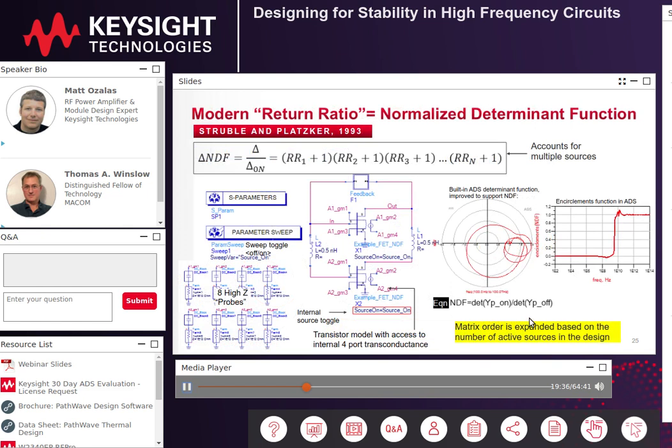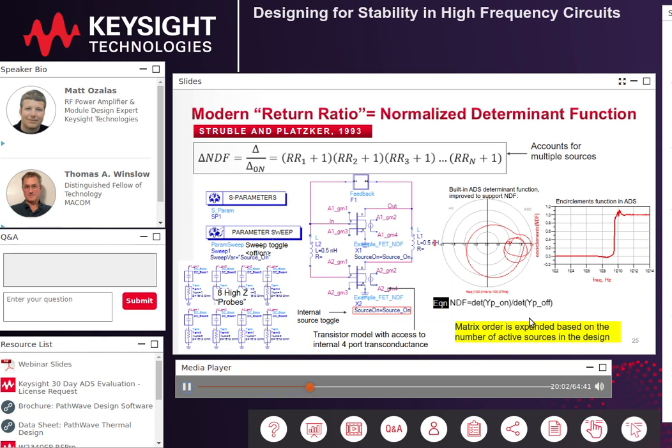Now, as you can probably guess, both return ratio and driving point admittance are academic. For modern circuit design, we need more practical approaches because most designs have lots of nodes and lots of transistors. So the modern approach for return ratio is called the normalized determinant function. Basically, what this says is you can generalize the return ratio concept if you have multiple active sources by simply expanding the order of the matrix accordingly.